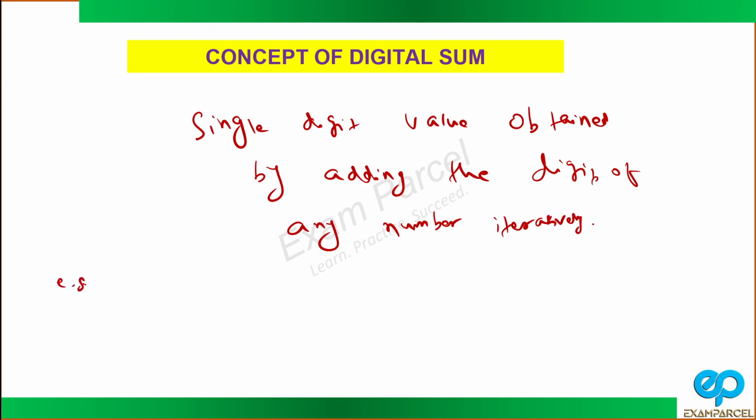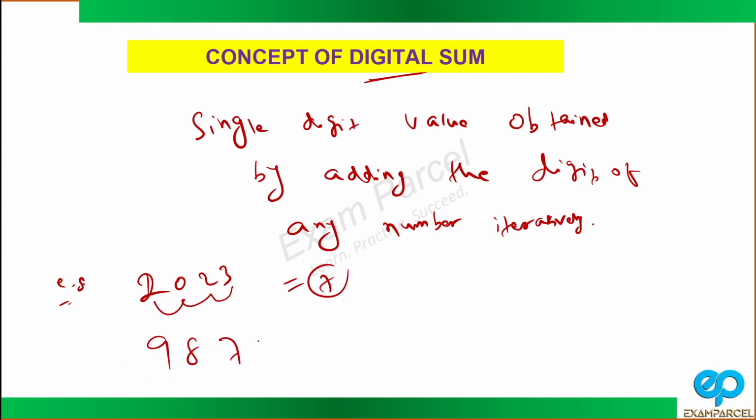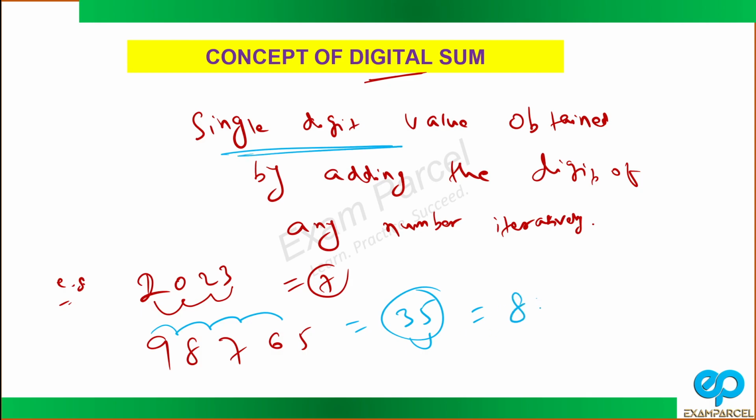For example, if you don't understand this definition, let's say I take this current year 2023. Now if I ask you what is the digital sum of this, you will add all the digits: 3 to 5, 0, 5 to 7, so 7. But let's say I choose 9, 8, 7, 6, 5. You will add all the digits: 9, 8, 17, 7, 24, 30, 35. Now you can't say 35, you will have to add them again. You will keep on adding the digits of the number until you get a single digit value, right? You can't stop before that. So 3 plus 5, 8. So the digital sum of this number is 8.